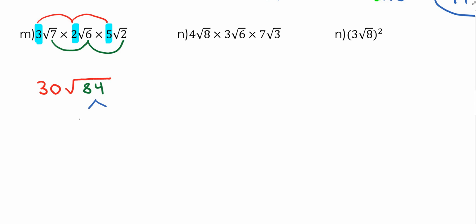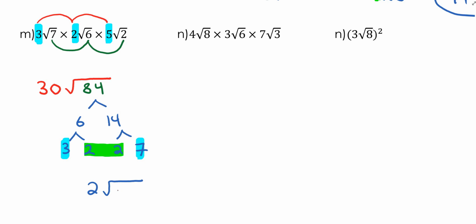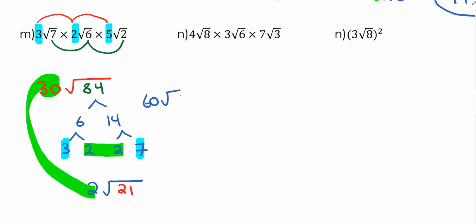And then from there, I need to break down the 84. I'm thinking about 6 and 14, 3 and 2. 14 is going to be 2 and 7. And here's my pair right there. So based on that tree diagram, if I simplify the radical, it's going to be 2 based on the pairing there. And then you should notice that the 3 and the 7, they don't have pairs, so they will go back on the inside as 3 times 7, and 3 times 7 is going to be 21. So 21 on the inside. And then just to finish this off, 30 times 2 is going to be 60. So my final answer here is going to be 60 root 21.